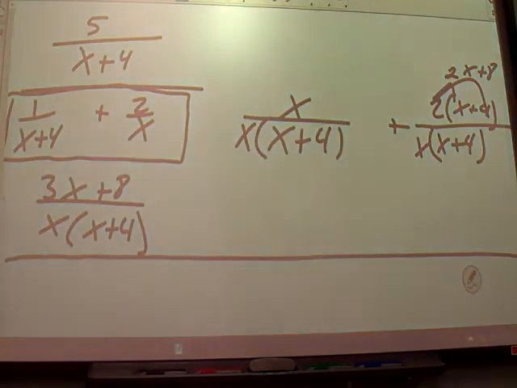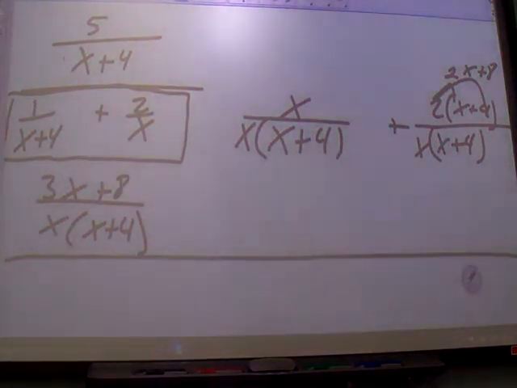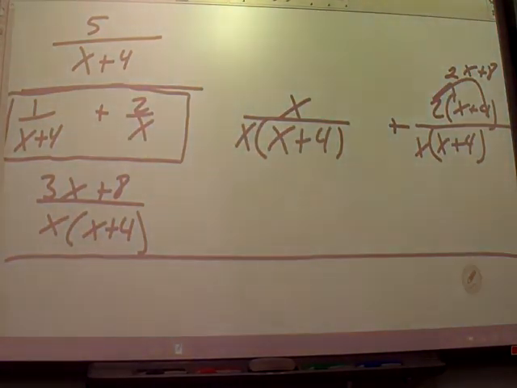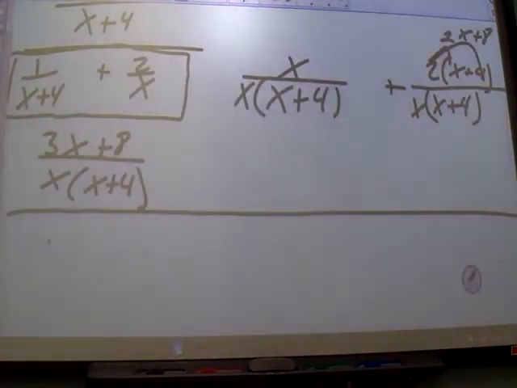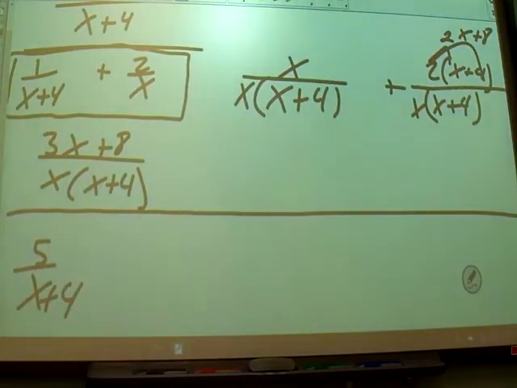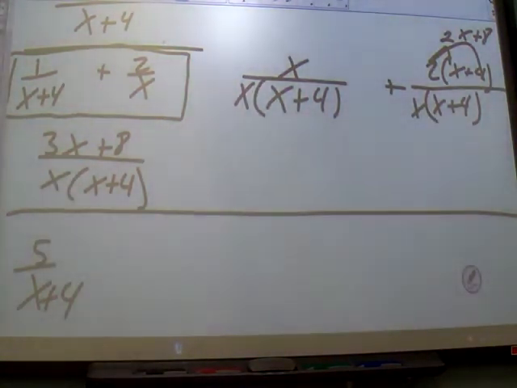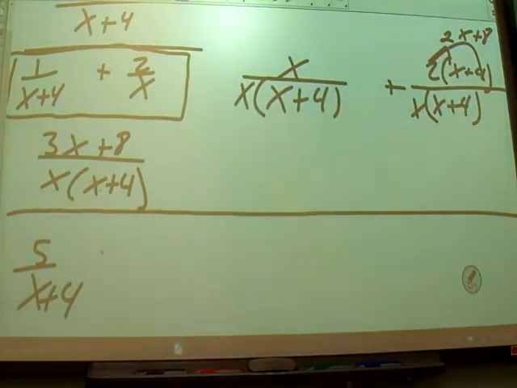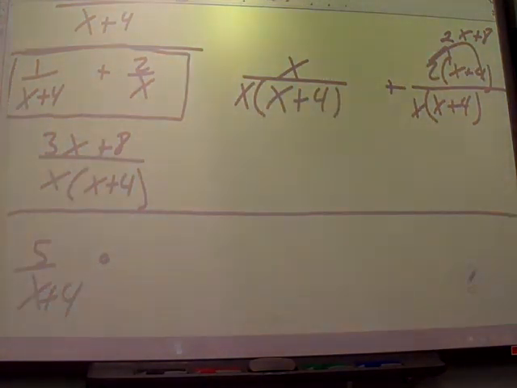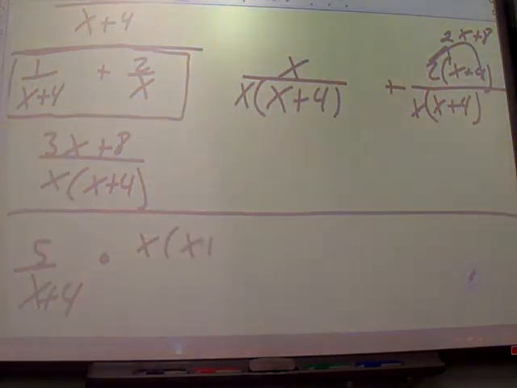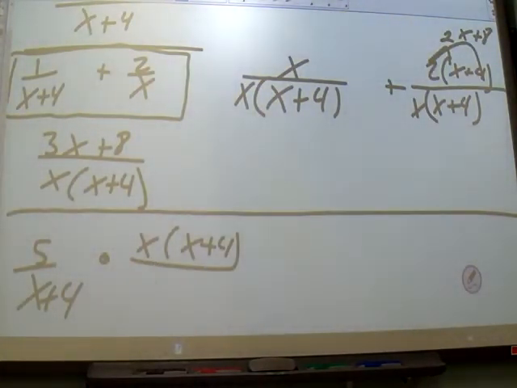Alright, so my new problem now, remember this we talked about, I'm going to keep the numerator, 5 over x plus 4. I'll scoot it up in a second. I'm going to change this division to what? Multiply. Then I'm going to take the reciprocal of my new denominator. So x times x plus 4 over 3x plus 8.